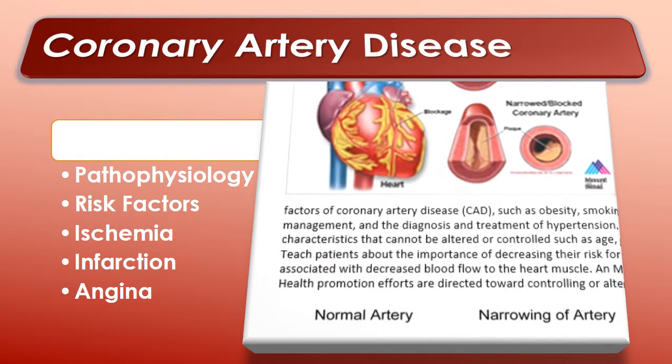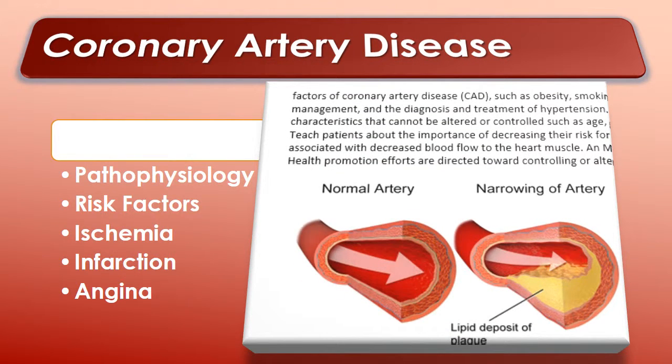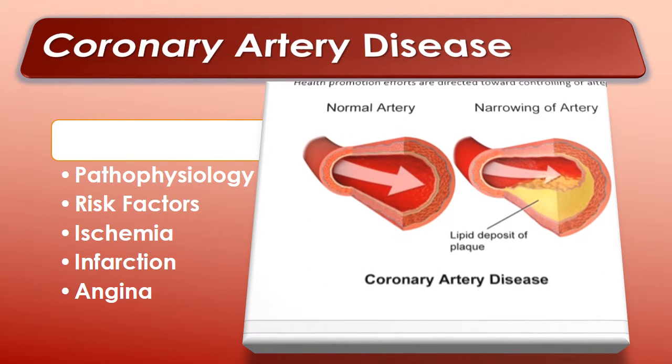You want to teach the patient about angina, which is a pain associated with decreased blood flow from the narrowing of the arteries to the heart muscle, and MI, which indicates necrosis or death of the heart muscle tissue itself. We want to promote health promotion directed towards controlling and altering modifiable risk factors like we talked about: smoking, inactivity, hypertension, diabetes, obesity, excessive alcohol consumption, cholesterol management, and stress. These patients are going to have to be able to control this.